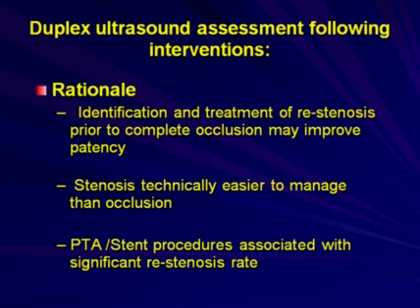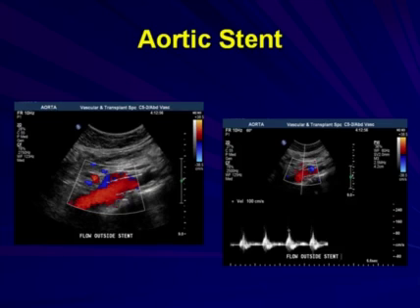The rationale for looking at patients in the aortoiliac segments after intervention is knowing that identification and treatment of restenoses prior to complete occlusion may improve long-term patency. We know that stenoses are technically easier to manage than occlusion, and that PTA and stent procedures are associated with a pretty significant restenosis rate, and we want to find those and intervene prior to losing that segment.